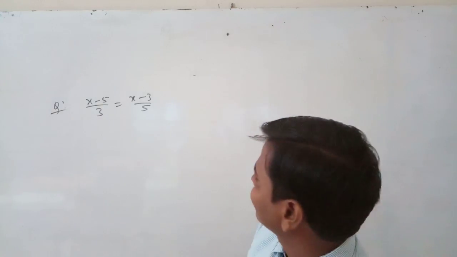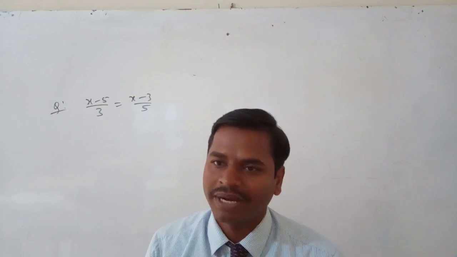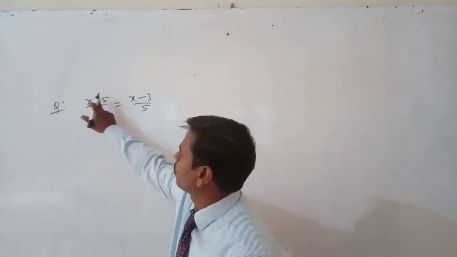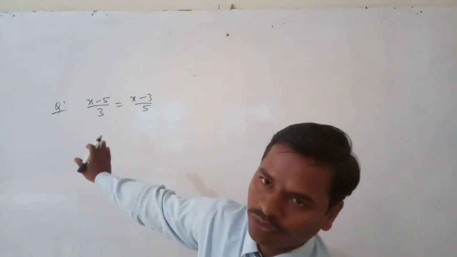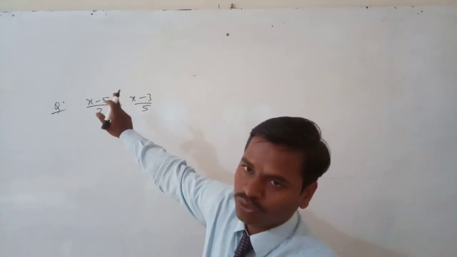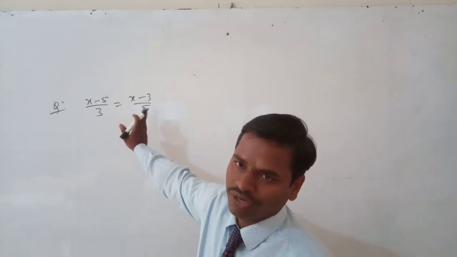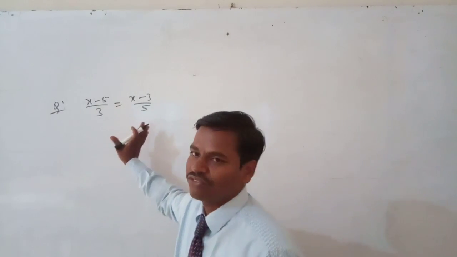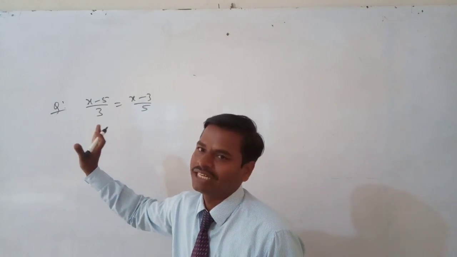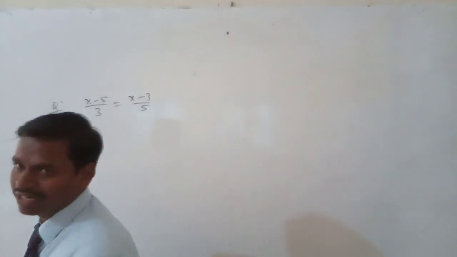Now, on both sides the terms are mixed with each other, they are not separate. Both sides have complicated terms. For both the binomials, x minus 5 and x minus 3, the denominators are 3 and 5. First we will simplify the denominator.